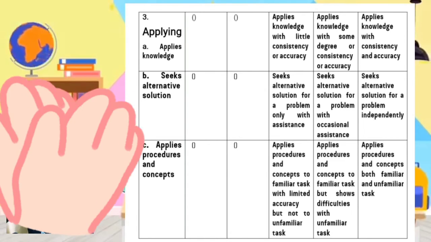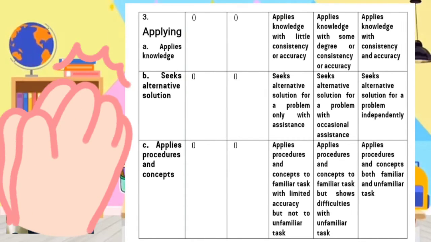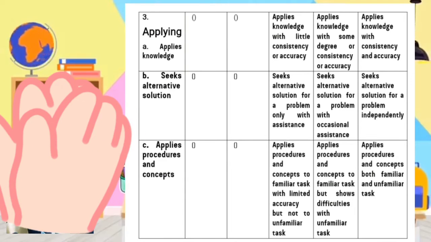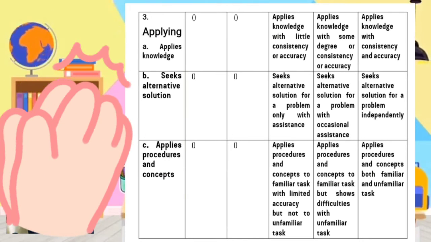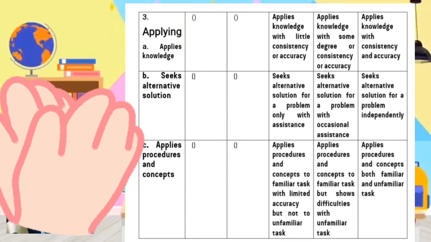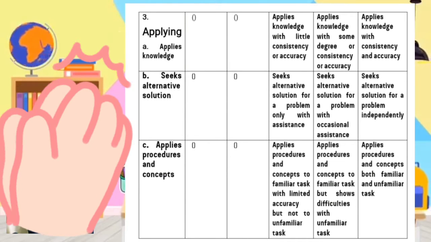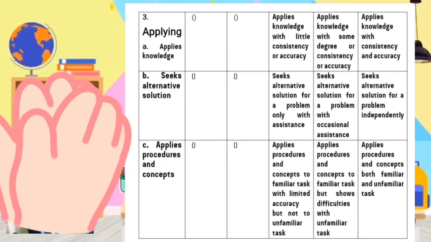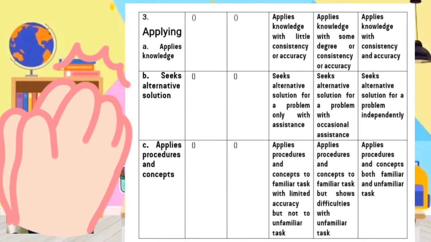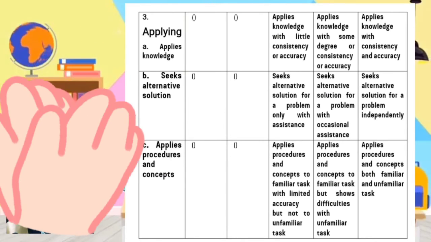So number 3 is applying. Applies knowledge. Applies knowledge with little consistency or accuracy. Applies knowledge with some degree of consistency or accuracy. Applies knowledge with consistency and accuracy. Next is seeks alternative solutions. Seeks alternative solutions for a problem only with assistance. Seeks alternative solutions for a problem with occasional assistance. Seeks alternative solutions for a problem independently.